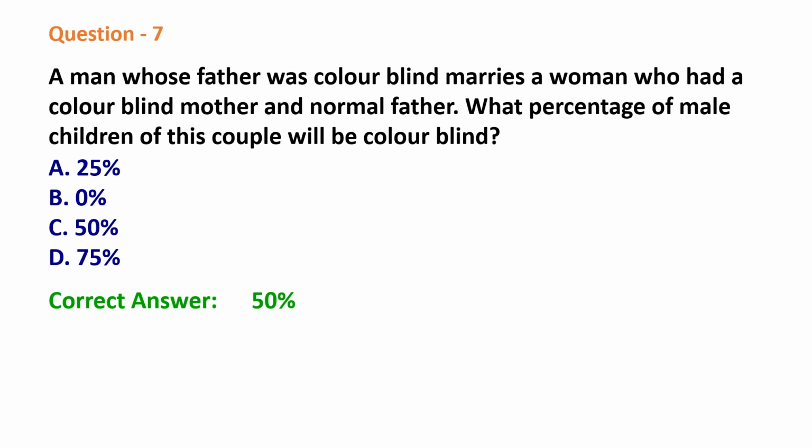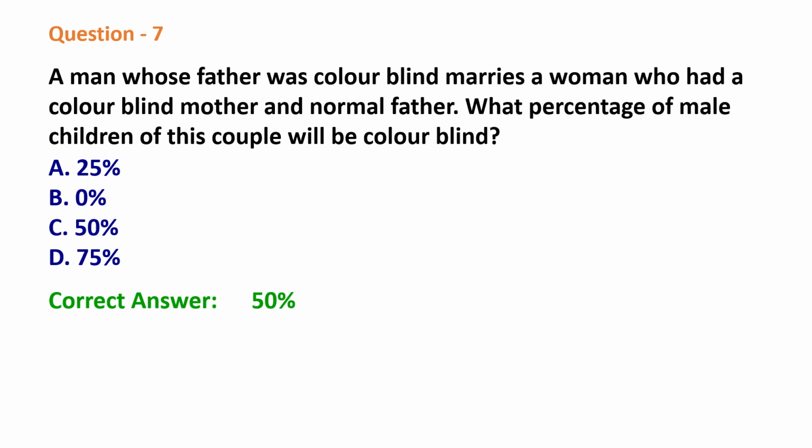That means both her mother's X chromosomes are affected. So, definitely one X chromosome of this woman is also affected. Now, what about her father? Father is normal. So, she is getting one normal X chromosome from her father. So, the woman is not colorblind but a carrier.